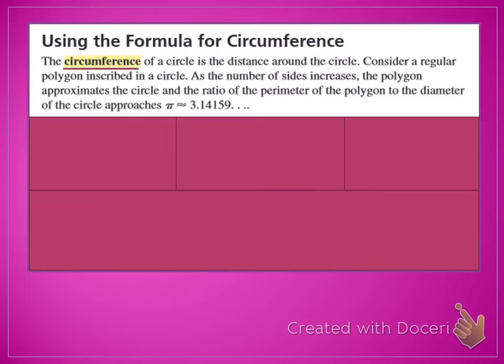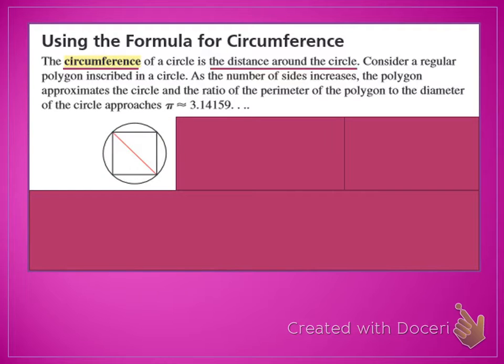The circumference of a circle is the distance around the circle. It is the equivalent of a perimeter. Here's how they came to this. Back in the day, they had nothing to do. They didn't have TV. They just sat around and did math all the time. Philosophers sat around and debated all the time, like in Greece.